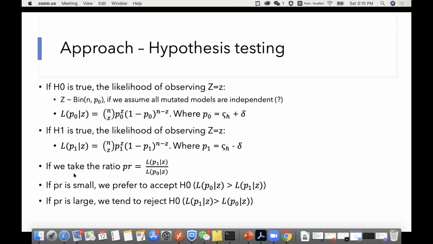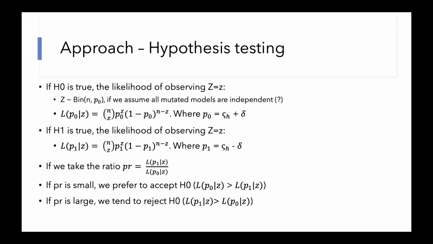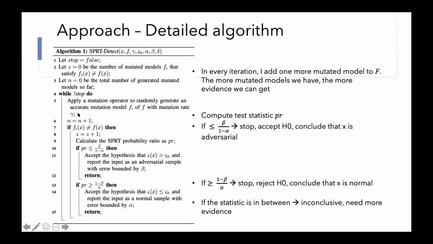So if this ratio is small, then we prefer to accept H0. Otherwise, if PR is large, then we tend to reject H0. So this is the detailed algorithm. Firstly, we initialize n equal to 0 and z equal to 0, meaning initially we don't have any model. In every iteration, we add one more mutated model to capital F. Then we compute the statistic PR. If it is less than or equal to beta over 1 minus alpha, then we just stop.